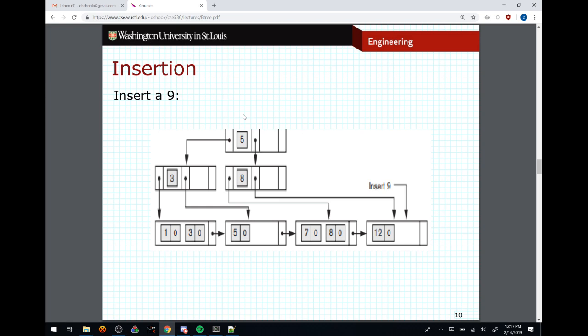Yes? In the slides, that 5 on the second level is not there anymore. Do we need to... Oh, I'm sorry. You're absolutely right. This is redundant. Yeah. Thank you for pointing that out. I missed it. When I push a value up the tree for an internal node, it literally means removing it from here and moving it up the tree. So I skipped a step.